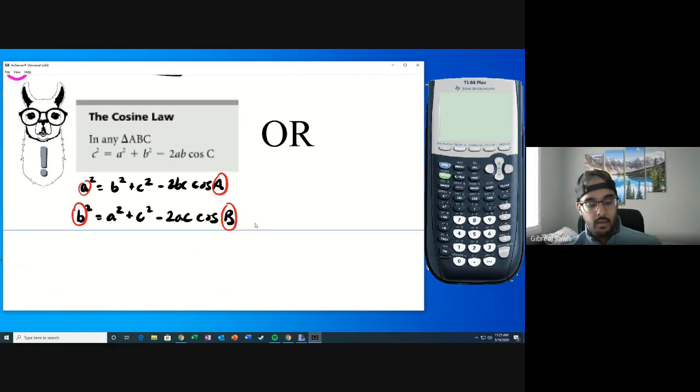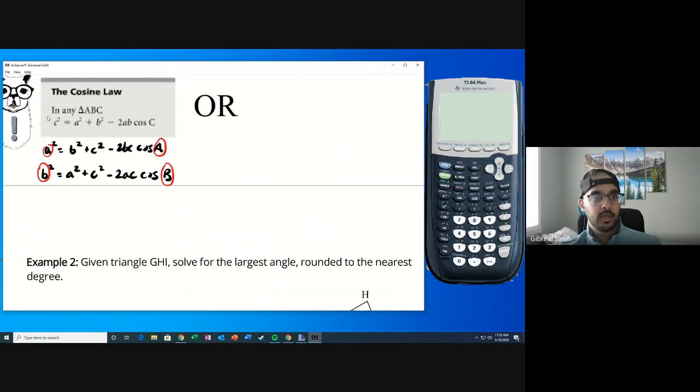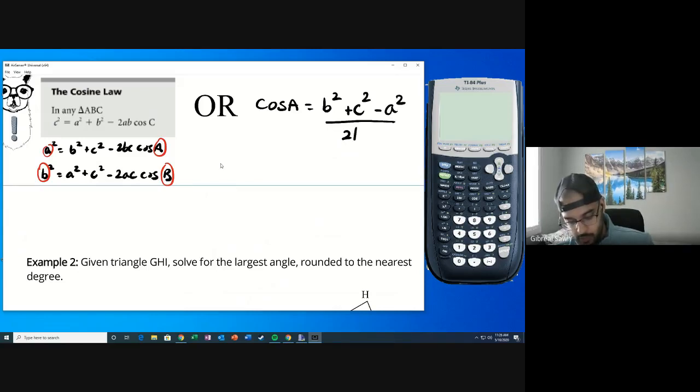Okay. Now, the way that this is written would allow you to find a side length. What happens if you needed to find an angle? Now, you could rearrange all of this and do some manipulating, which is totally fine. Or you can just use the formula that's already been manipulated. So cosine A equals b squared plus c squared minus a squared over 2bc.